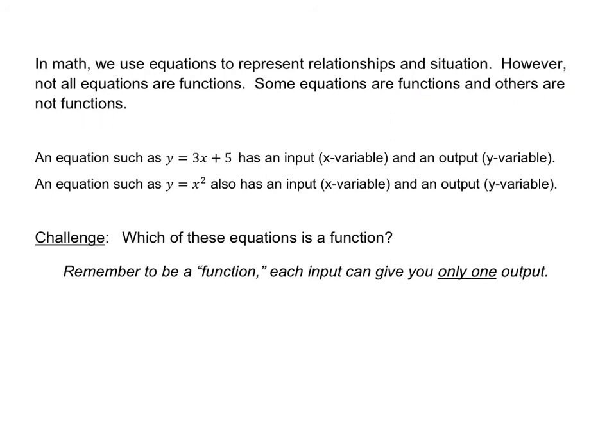Here we have an equation such that y equals 3x plus 5. It has an input, an x, and it has an output, which is y. And here's another one, such as y equals x squared. It has an input, an x, and it also has a y. Which one of these would be a function? Write these down. Remember, to be a function, each input can give you only one output. So which one of these, if you have an input, gives us only one output?